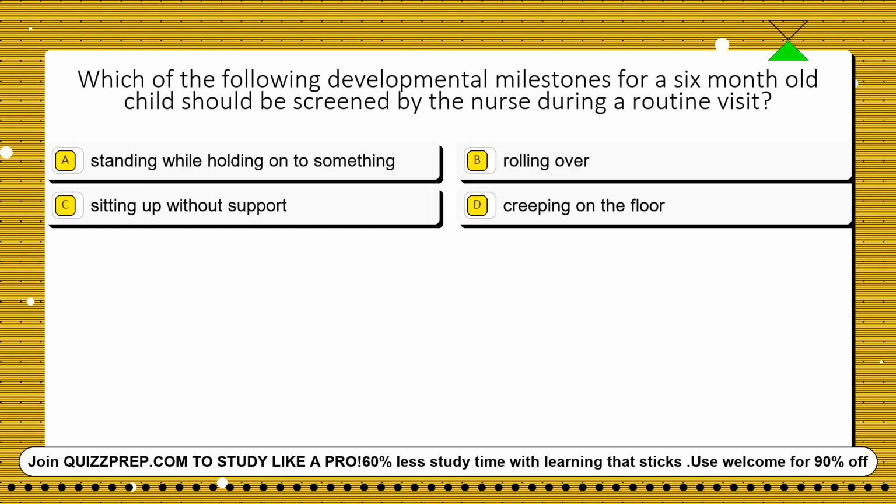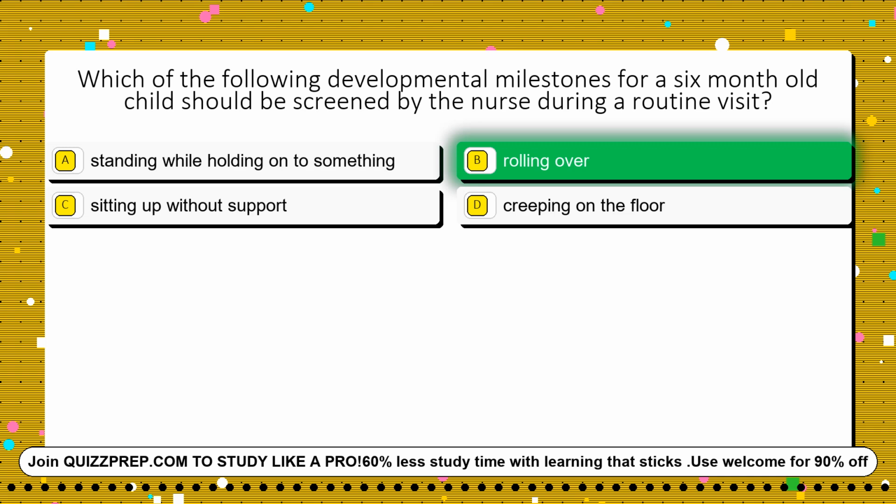Question 16. Which of the following developmental milestones for a 6-month-old child should be screened by the nurse during a routine visit? Option A, standing while holding on to something. Option B, rolling over. Option C, sitting up without support. Option D, creeping on the floor.